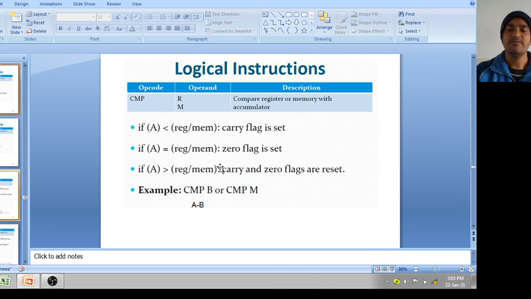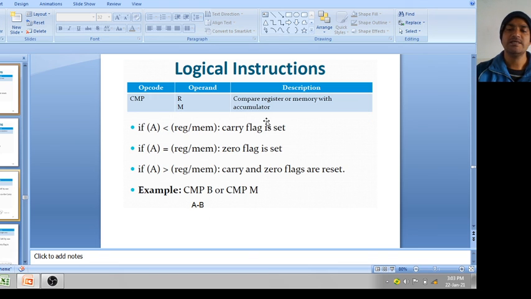Okay, why? Because if A is greater than B, in this case we do not require any borrow, and you know what borrow is? Borrow is nothing, it is the carry flag. So your carry flag will be reset, and the result is non-zero, so the zero flag is again reset. These are frequently used when you determine the larger of two numbers or the smaller of two numbers.